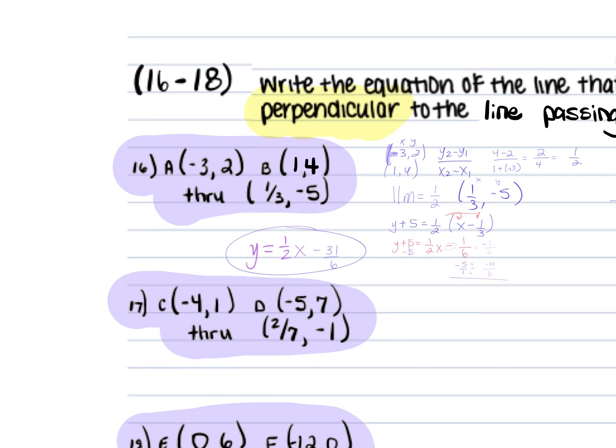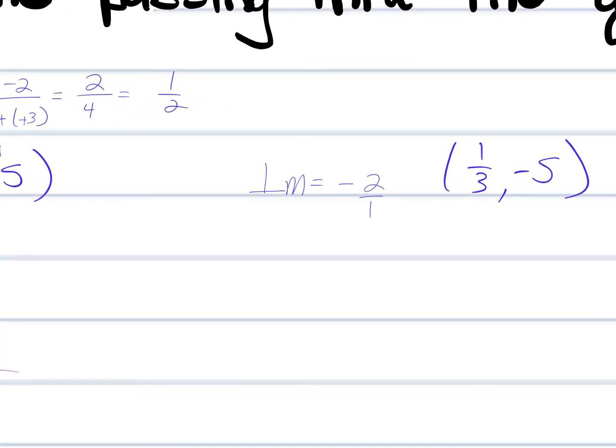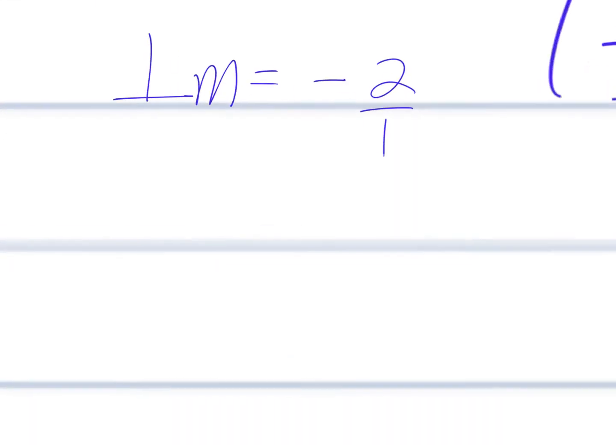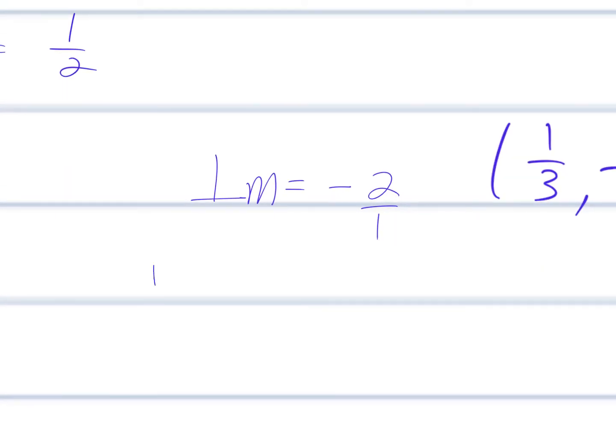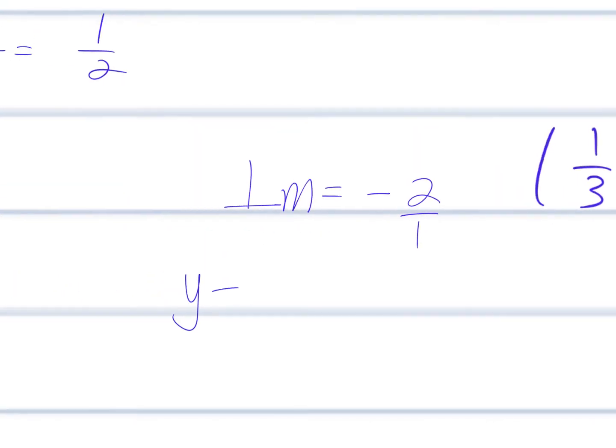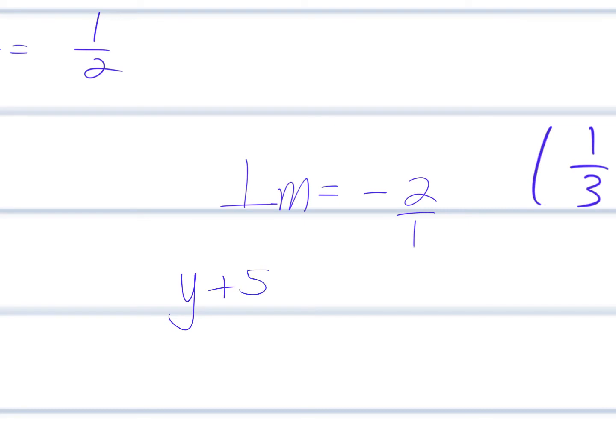Now, how do we find the perpendicular one? We do the exact same thing. We're going to go through the same point, but we know that our perpendicular slope, if my parallel one is 1/2, my perpendicular is negative 2 over 1. So now we go through the same thing. I say y minus, what's the y value? Negative 5, so it's going to become plus, equals negative 2 times x minus 1/3.